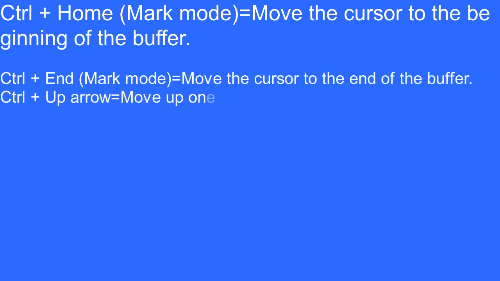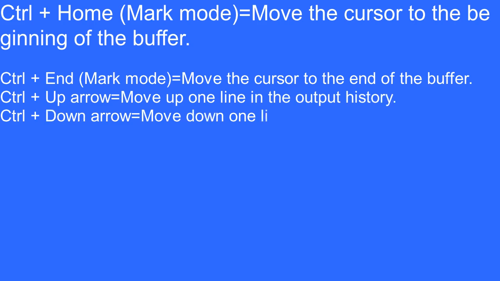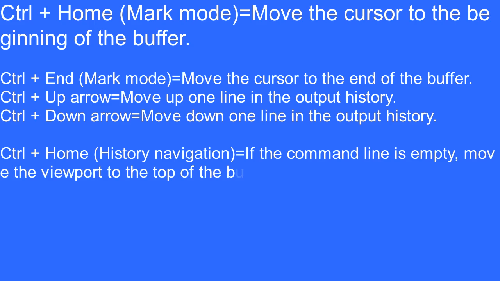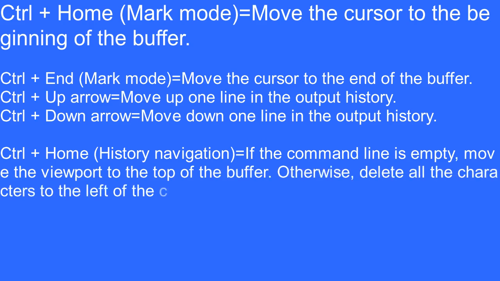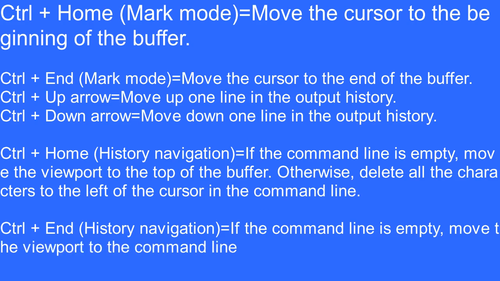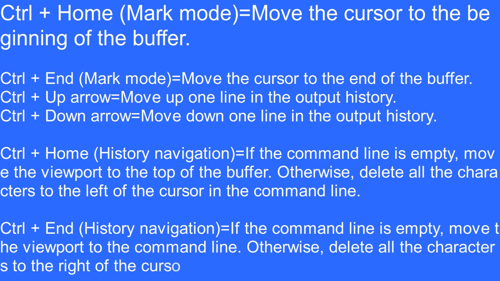Control Up arrow equals move up one line in the output history. Control Down arrow equals move down one line in the output history. Control Home, history navigation, equals if the command line is empty, move the viewport to the top of the buffer. Otherwise, delete all the characters to the left of the cursor in the command line. Control End, history navigation, equals if the command line is empty, move the viewport to the command line. Otherwise, delete all the characters to the right of the cursor in the command line.